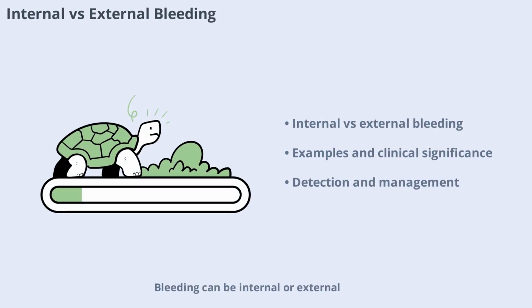Bleeding can be internal or external. Internal bleeding is concealed within body cavities such as intracranial hemorrhage and may not be immediately visible. External bleeding, on the other hand, escapes through a wound in the skin or mucosa, such as epistaxis, nosebleed. Recognizing whether bleeding is internal or external is crucial for diagnosis and treatment. Internal bleeding often requires imaging and surgical intervention, while external bleeding can usually be managed with direct pressure and local measures. Both types can be serious, but external bleeding is often easier to detect and control in oral surgery settings.